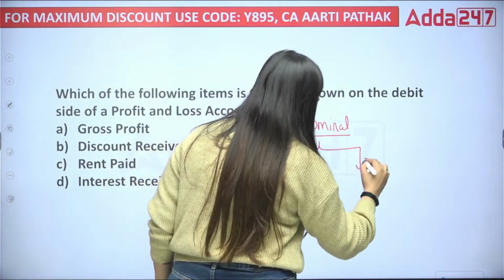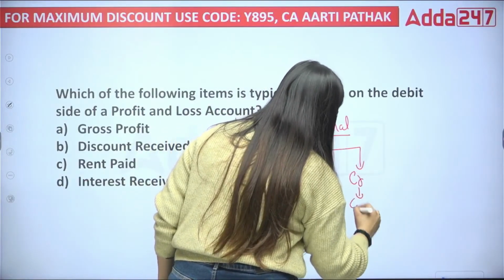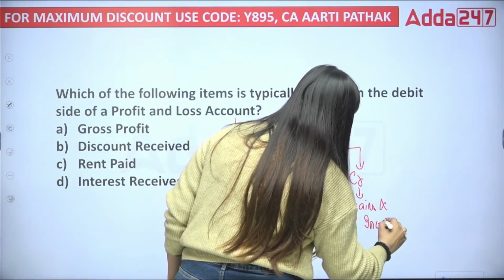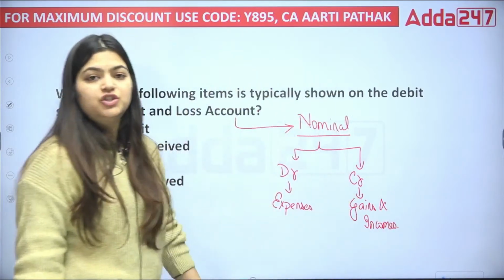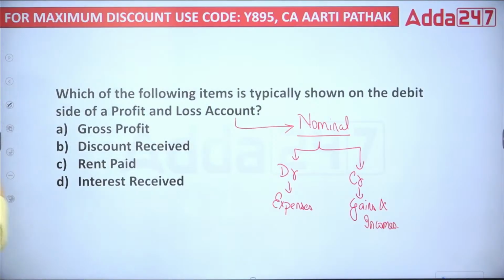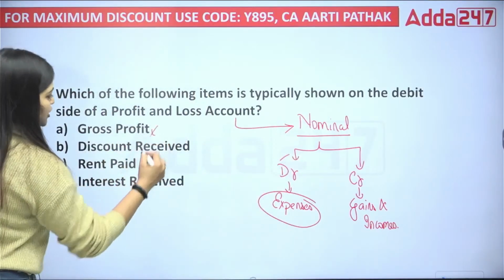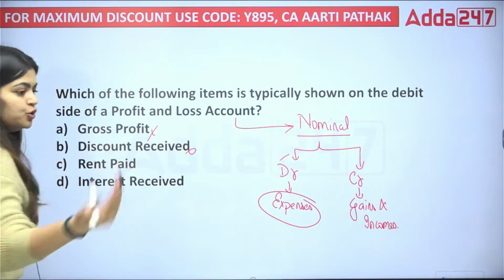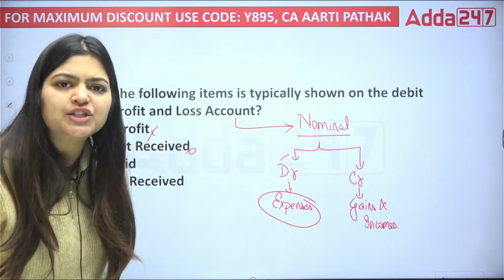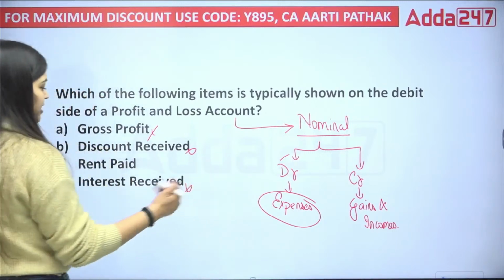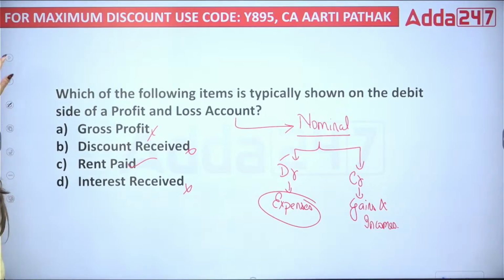On your credit side, you will show all your gains and incomes. Okay. So basically, they are asking about the debit side, expense. Which is your expense here? Profit is your expense? No. Discount which you have received, how will that be an expense for you? That is a benefit for you, a gain for you. Interest received, that is income. The right answer is interest paid.